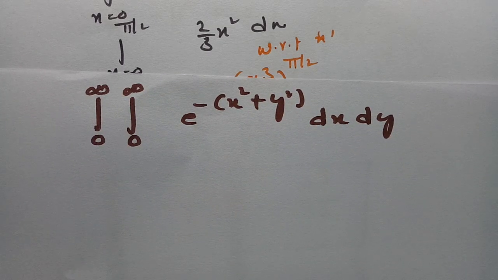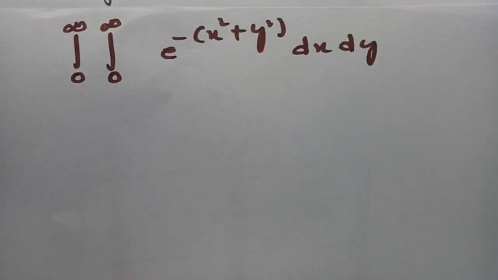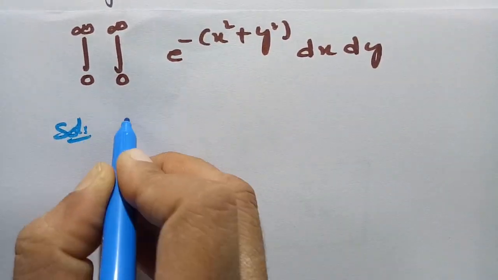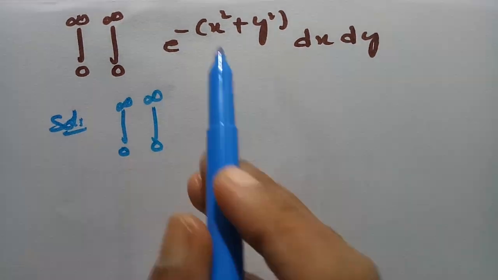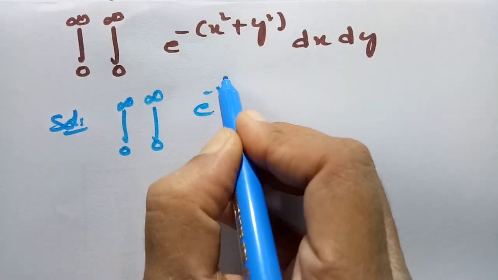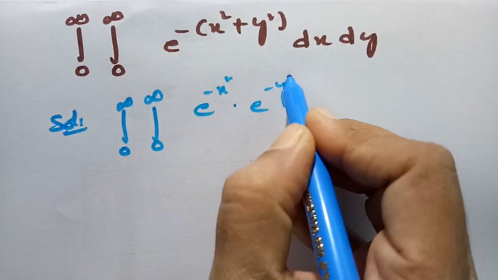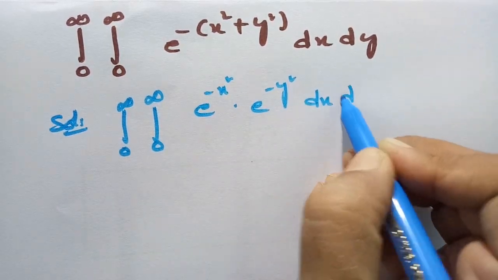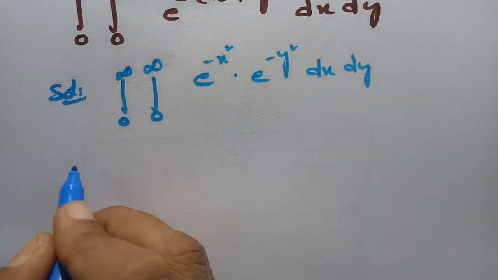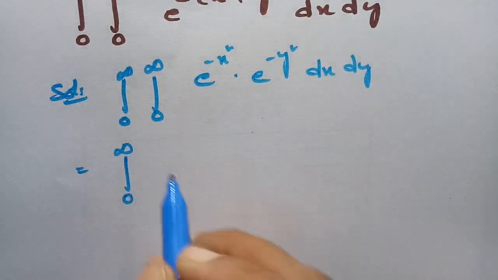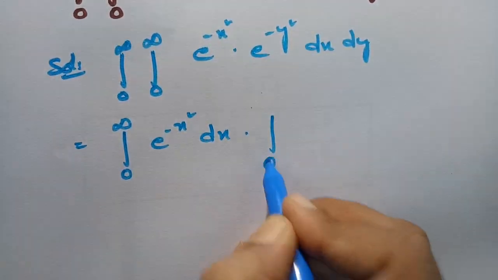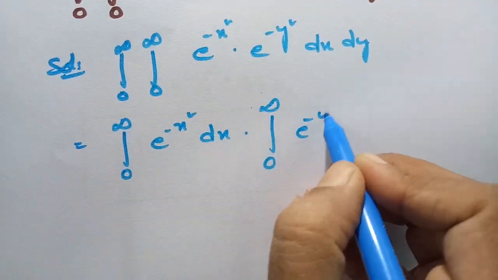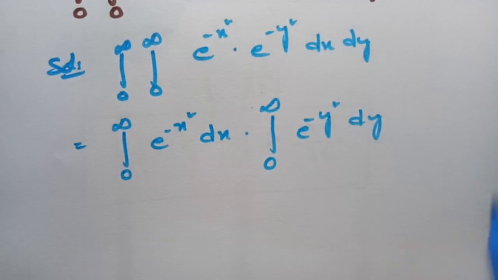The solution for this is, this is the integral from 0 to infinity, we can write as e power minus x square into e power minus y square into dx into dy. If I rearrange it, this is the integral from 0 to infinity of e power minus x square dx, and the integral from 0 to infinity of e power minus y square dy.